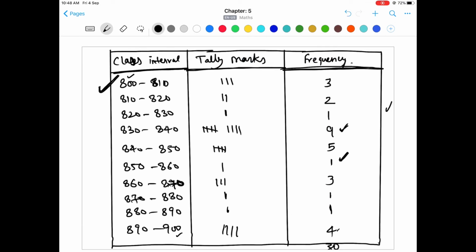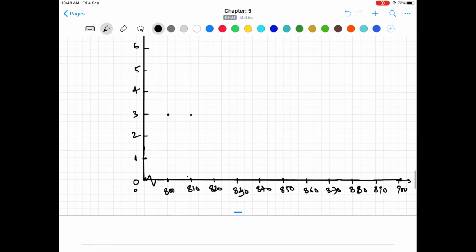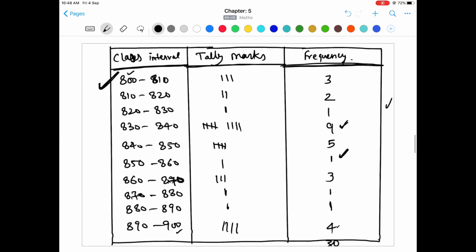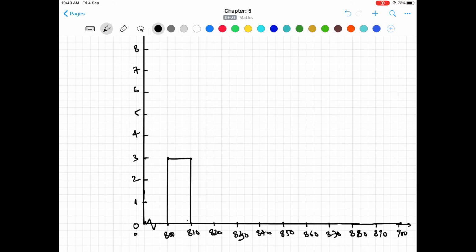Between 800 to 810 we have the number of workers 3. So between 800 to 810 we have number of workers only 3. So let's draw this. Okay, this is our first bar. Second, between 810 to 820 is 2, so the next one will rise up to only this point. Okay, so let's join this one.